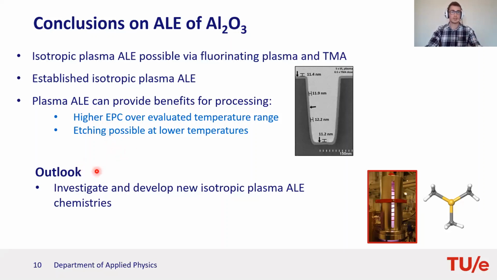So this was just the beginning of my PhD project, and looking forward, we want to further investigate the SF6 plasma TMA process, but also to investigate and develop new isotropic plasma ALE chemistries, as we think this will expand the toolbox of ALE more generally and help advance plasma processing.